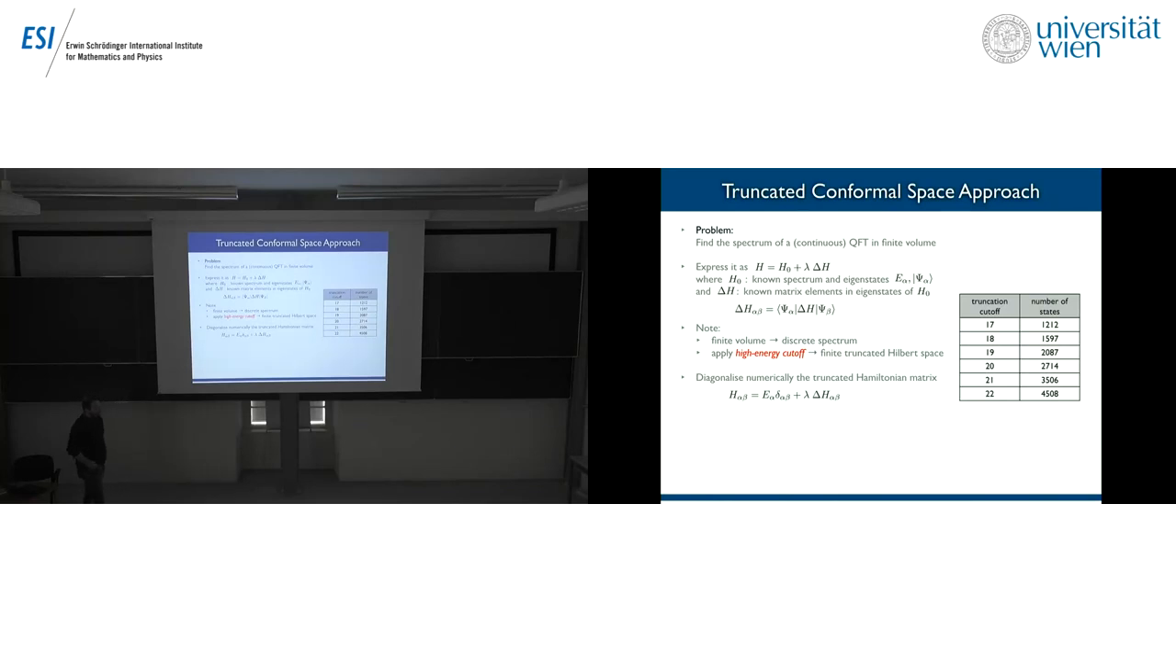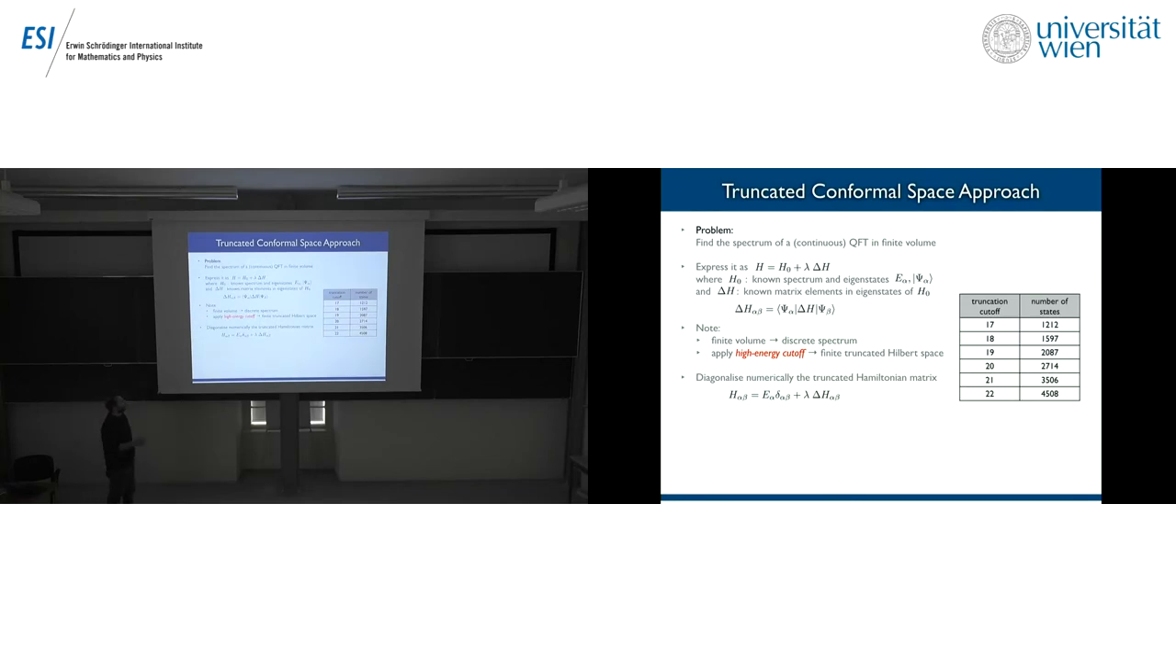So considering the problem in finite volume, the first assumption that we make is that the Hamiltonian can be split in two parts, where the first is an exactly solvable Hamiltonian with a known spectrum and eigenstates, and the other part is a perturbation, let's call it, even though the method is not perturbative, which has known matrix elements in the eigenstate basis of H0.